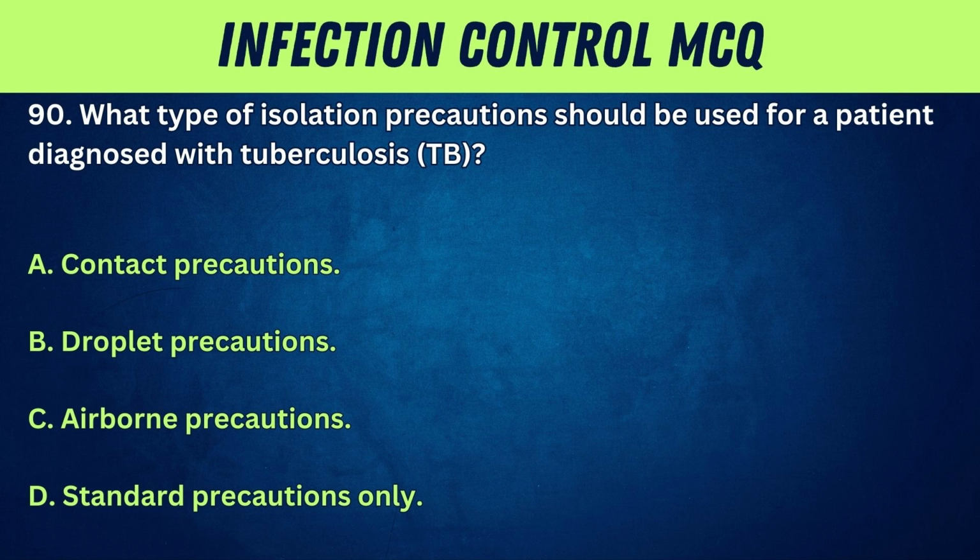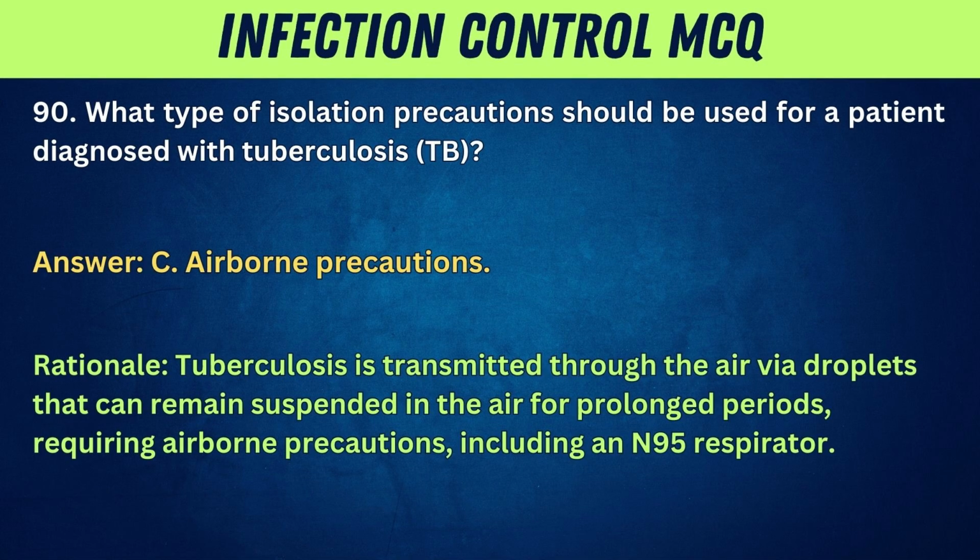90. What type of isolation precautions should be used for a patient diagnosed with tuberculosis, TB? A. Contact precautions. B. Droplet precautions. C. Airborne precautions. D. Standard precautions only. Answer. C. Airborne precautions. Rationale. Tuberculosis is transmitted through the air via droplets that can remain suspended in the air for prolonged periods, requiring airborne precautions, including an N95 respirator.